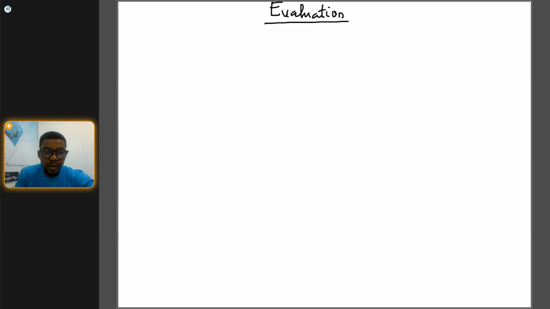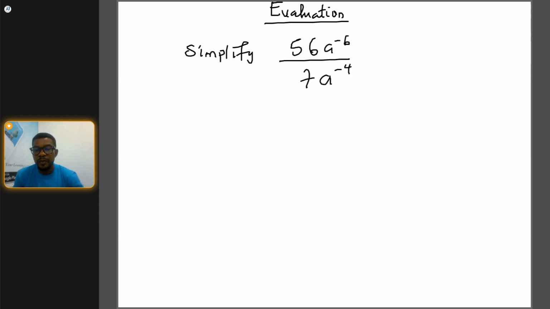Okay, so evaluation: simplify 56a raised to power minus 6 over 7a raised to power minus 4. So that is for us. We have to simplify that question. I'll be waiting for your response in the chat box. Simplify this expression. I'm waiting. Any response?